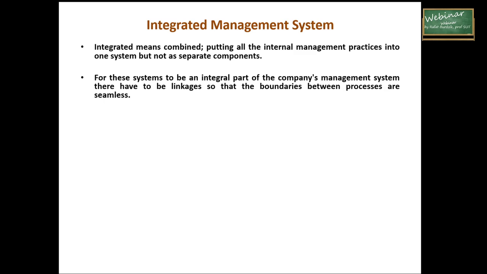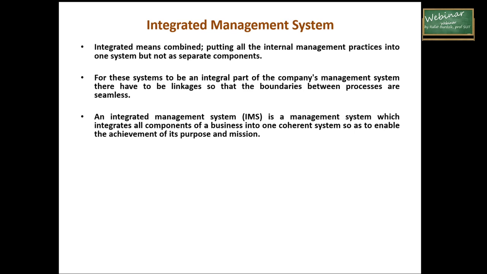For these systems to be an internal part of the company's management system, there has to be linkage so that the boundaries between processes are seamless. Another reason to integrate our management system is boundaries, because between a few subsystems, between different processes, we can easily define the boundaries, since boundaries are probably the first thing which separates the processes and subsystems from each other. And most often the source of problems and defects in our process is at the level of the boundaries or limitations. So if we are talking about integration, we should analyze whether, after integration, we minimize the boundaries between the processes.